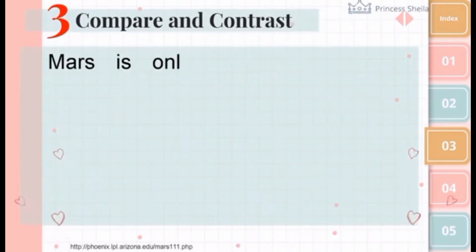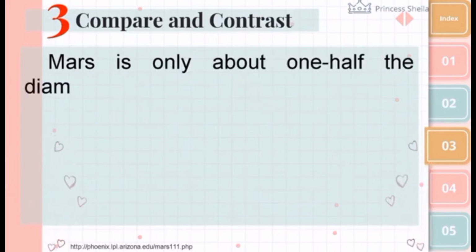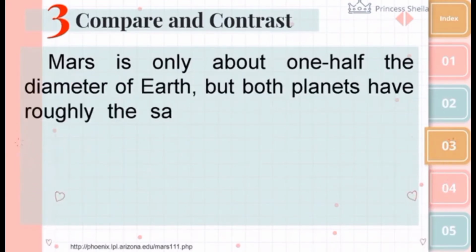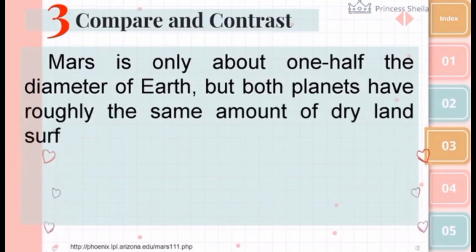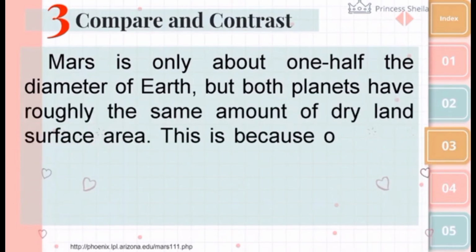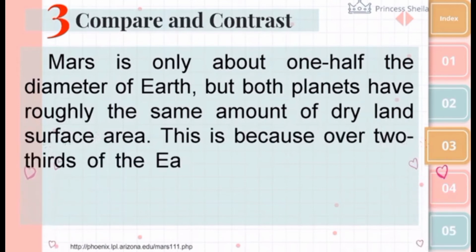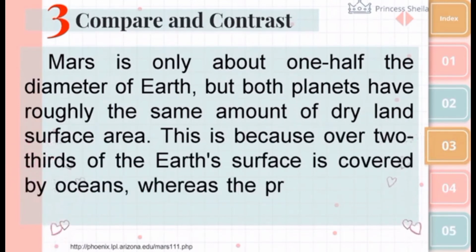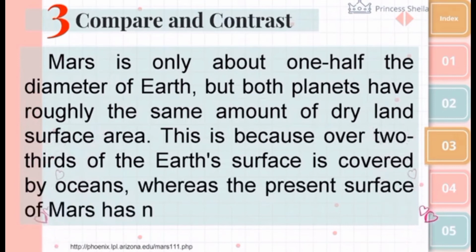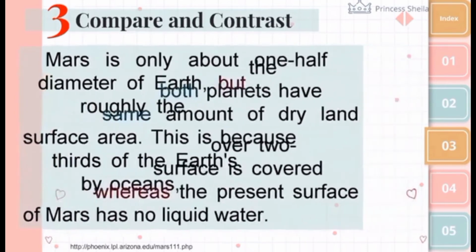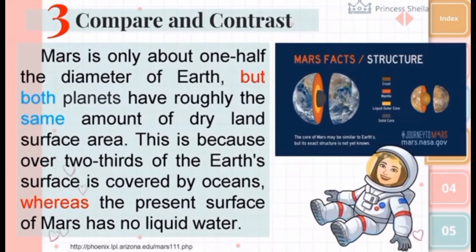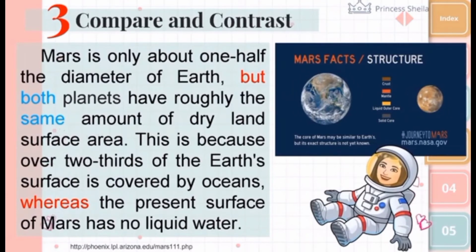Here's an example of a compare and contrast text. Mars is only about 1/2 the diameter of Earth, but both planets have roughly the same amount of dry land surface area. This is because over 2/3 of the Earth's surface is covered by oceans, whereas the present surface of Mars has no liquid water. Which words help the readers to see the similarities and differences? The words are but, both, same, and whereas.